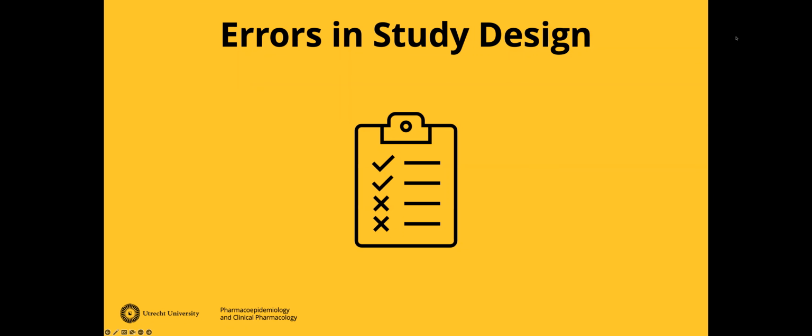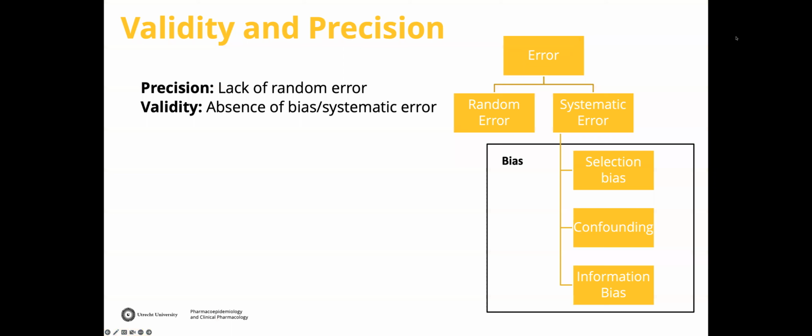Okay, now we're going to move along to looking at errors in study design. And more specifically, we're going to look at the types of errors that can occur when we're conducting a randomized control trial. So to put this section in context, we're going to have to discuss validity and precision first.